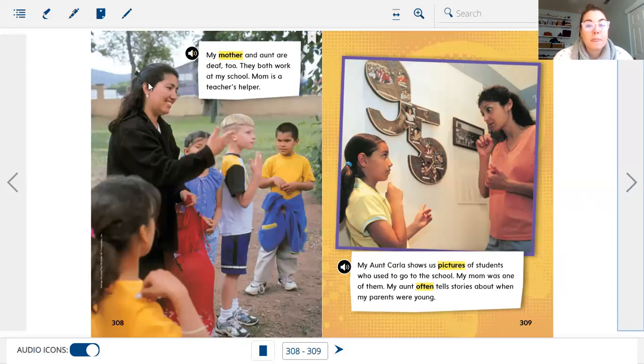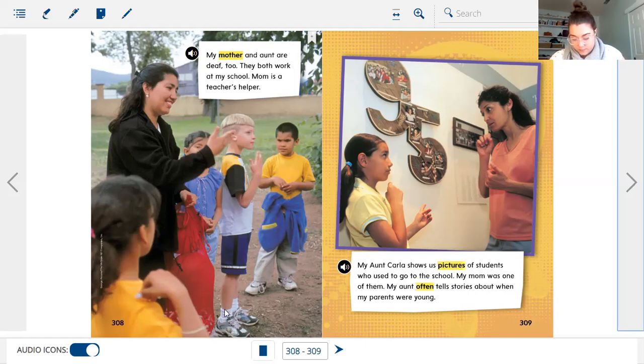All right, let's keep reading. My mother and aunt are deaf too. They both work at my school. Mom is a teacher's helper. My Aunt Carla shows us pictures of students who used to go to the school. My mom was one of them. My aunt often tells stories about when my parents were young.